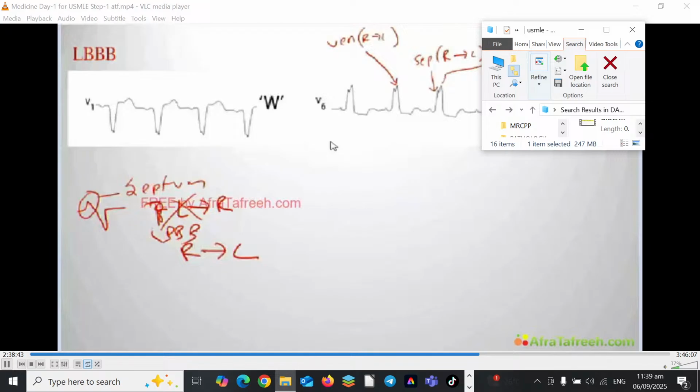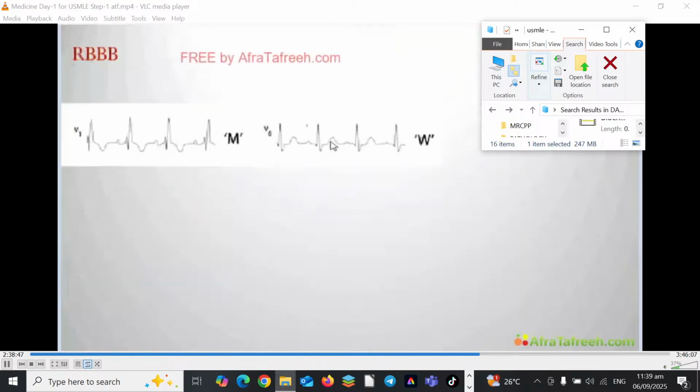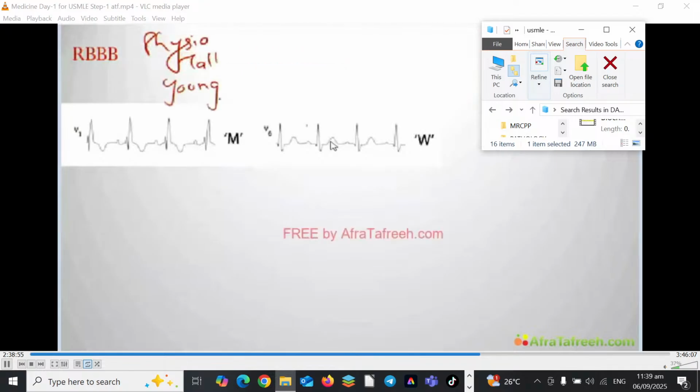Great. So why do we need to understand this? Right bundle branch block can be physiologic. Tall people may have, or young people may have, a right bundle branch pattern. It can be physiologically seen. It is not sacrosanct. It does not mean that anytime a right bundle branch block is present, there is a problem. It can be present normally.